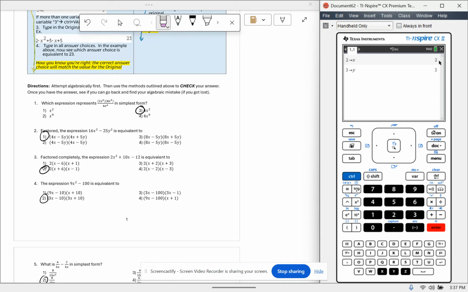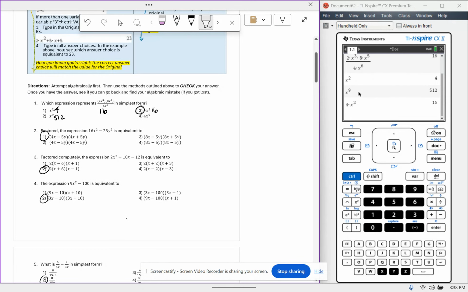So let's do the first one here. I'm going to open up the fraction, and I'll do 2x to the third times 8x to the fifth, all over 4x to the sixth. That equals 16, so my correct answer choice should equal 16. I'm going to type in answer choice 1, 2, just to show you what it looks like when it's not right. That's 4x to the 9th, which is 512. 4x squared is 16. Yes, that's the one we want. It matches, that's how I know I'm right.